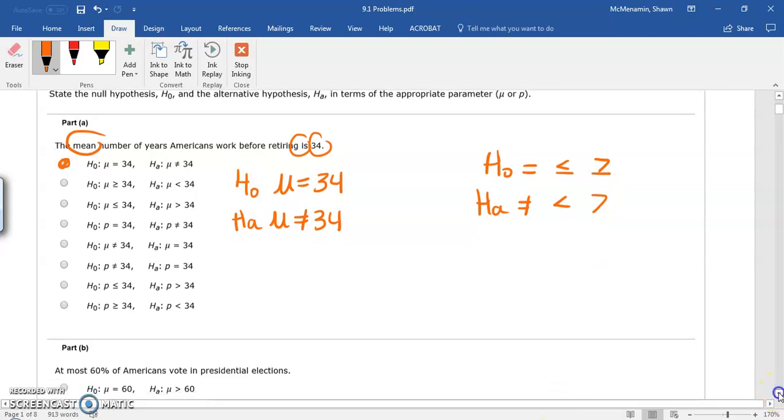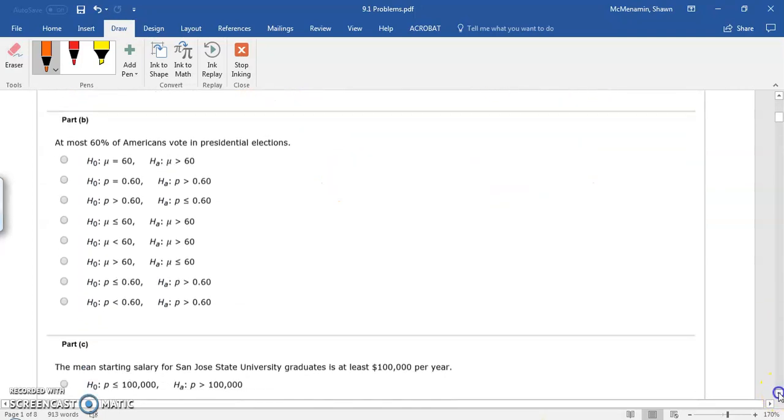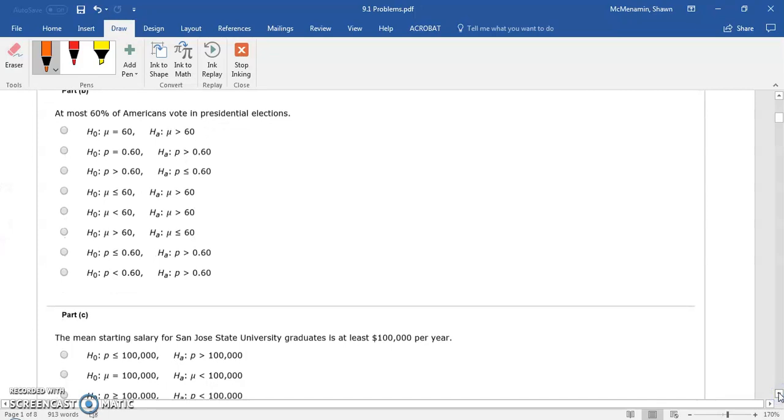At most, 60% of Americans vote in presidential elections. Since this is a percent, we're going to use P. So P, and at most is less than or equal to 0.60. Think, if you have at most $5 in your wallet, you have $5 or less. The opposite would be P is greater than 0.60. This is your null because it has the equal sign. This is your HA.